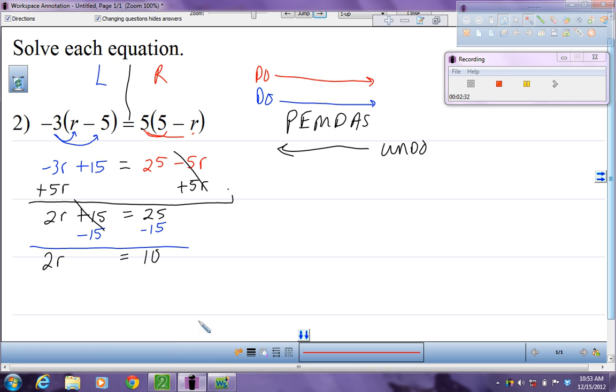In this case, I can divide by 2. So that gives me my positive 1R, and 10 divided by 2 is 5. And we're done.